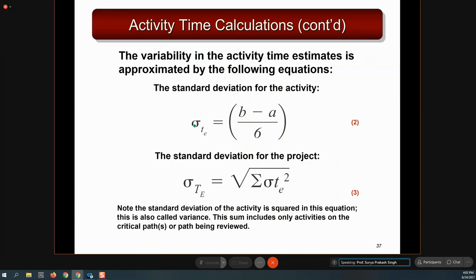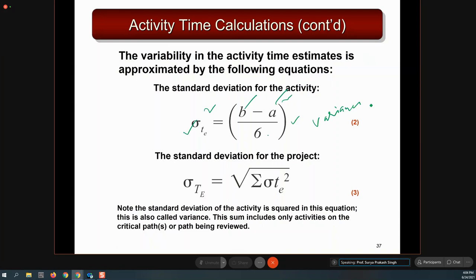So इसको बोलते हैं standard deviation. So the standard deviation of an activity is represented by pessimistic time minus optimistic time upon 6. This is also a statistical relation. अगर हम इसका square करते हैं तो इसको बोलते हैं variance. Okay. Same thing is true for the entire project.